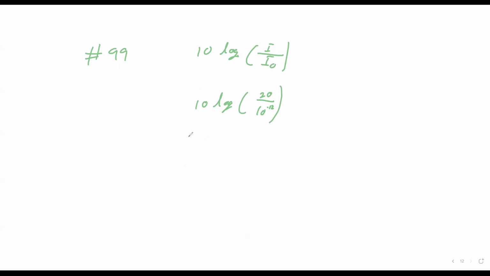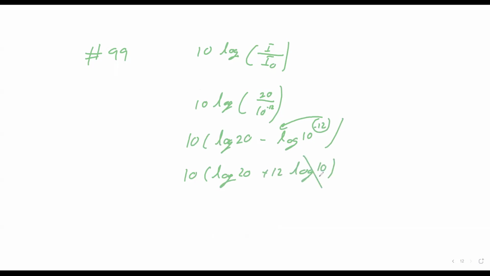I don't think it's going to give us a straight up answer, but for sake of experience, this would be 10 times log 20 minus log 10 to the negative 12. Bring this up to the front. I now get 10 times log of 20 plus 12 log of 10, which we now know is 1. So I get 10 log 20 plus 120, if I distribute. The issue is I don't know what log 20 is. So 10 to what power would give me 20? There isn't one. So again, I would still have to plug this into the calculator.